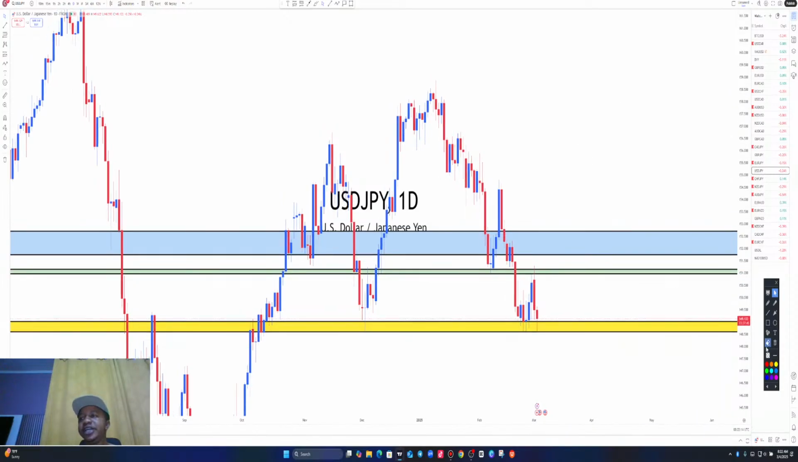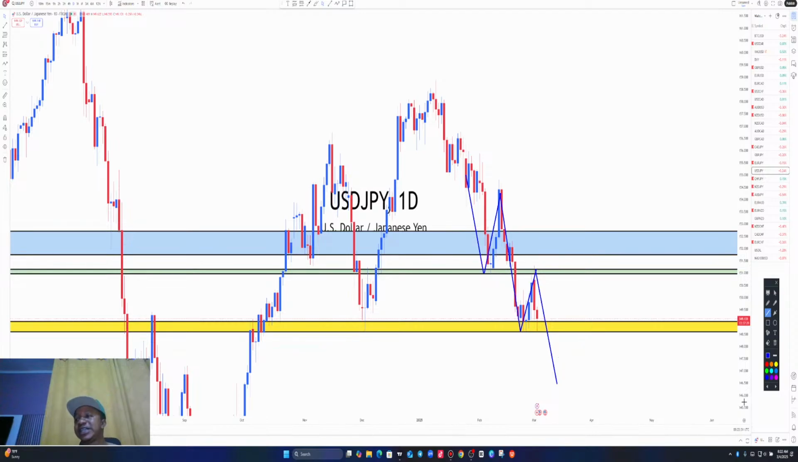Now, USD JPY on the daily time frame, what do we see? We see a downtrend. So this is our daily mid-range zone. Where is the downtrend on the daily? This was a lower low, this was a lower high, another lower low, another lower high. What should happen next? A continuation push to the downside to continue in the downtrend.